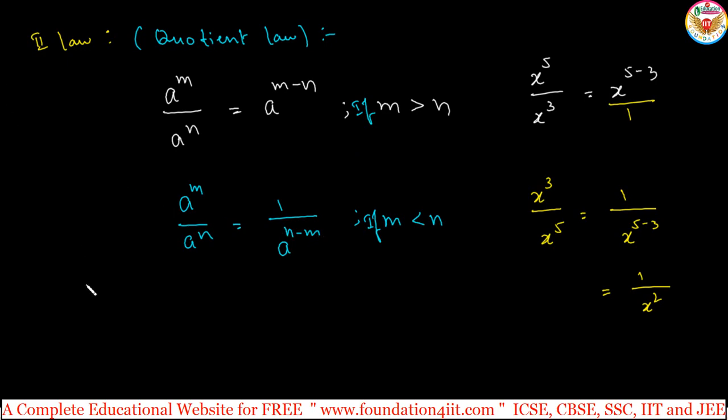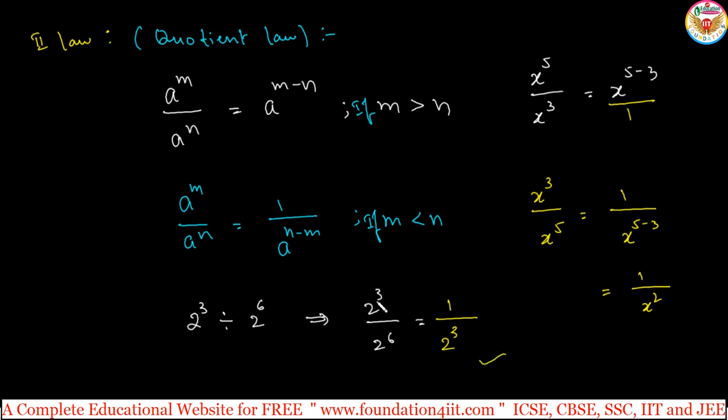And see one more example for this. Even 2 power 3 divided by 2 to the power 6. If you observe here, you write like this, 2 power 3 divided by 2 power 6. Numerator is smaller, your denominator is bigger power in this. So you can write 1 by 2 to the power 6 minus 3. So 3 it is. Okay, directly.